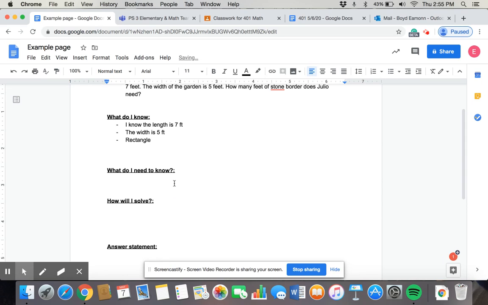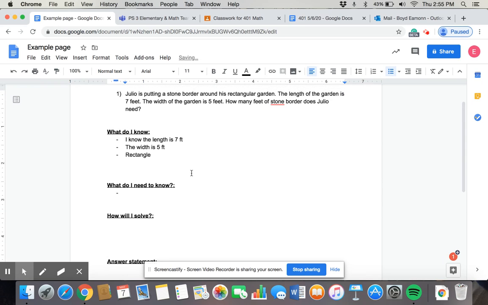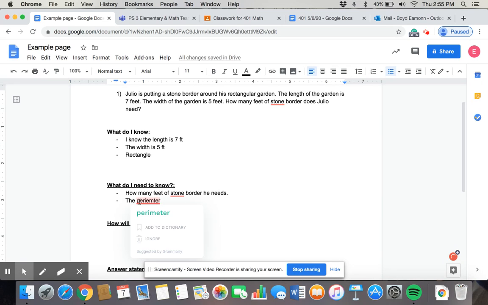Now, what do I need to know? Let's look back up at the question. I need to know how many feet of stone border he needs. I also need to know the perimeter. That's really what this problem is asking us, to find the perimeter, because it's asking us about the border.